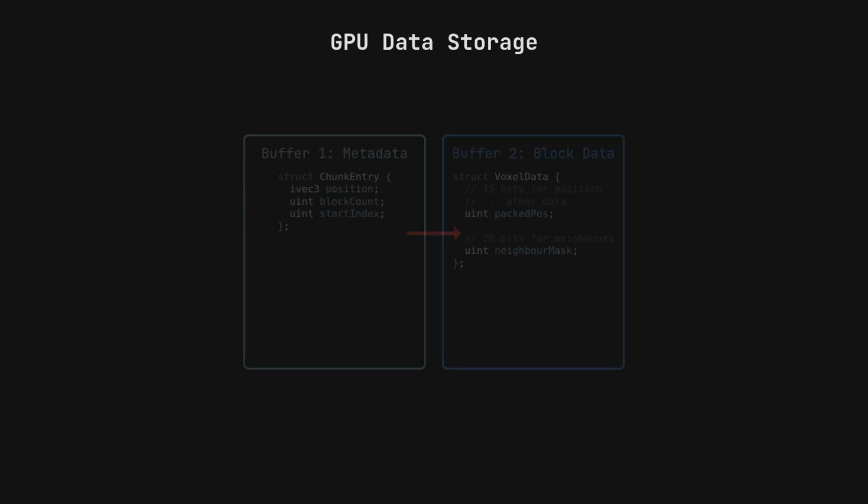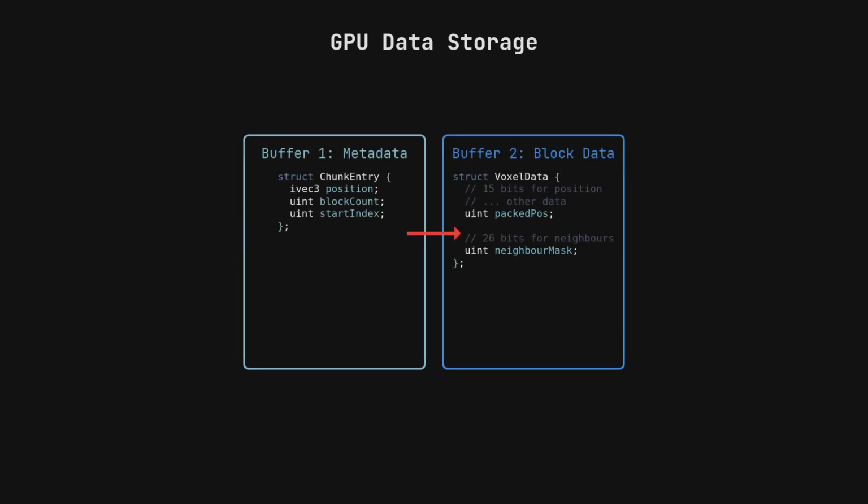I use 2 buffers. Buffer 1 is like a directory holding metadata for each chunk. Buffer 2 contains the actual block data per chunk, where each voxel uses 2 integers. Integer 1 has the relative block position encoded into the integer, and integer 2 has a neighbor bit mask for the 26 neighbors around the voxel. Buffer 2 does not contain air or blocks that are completely surrounded.